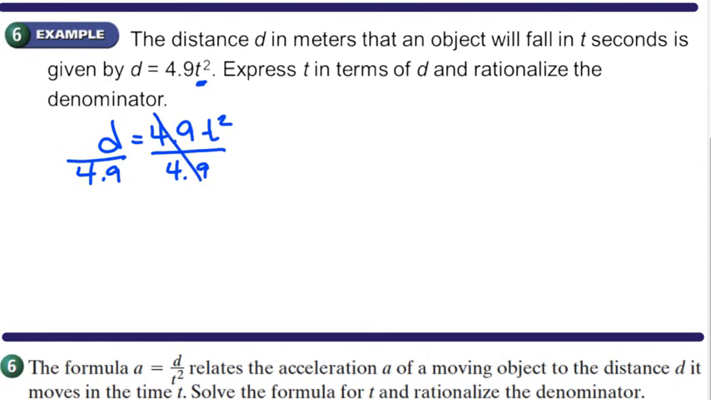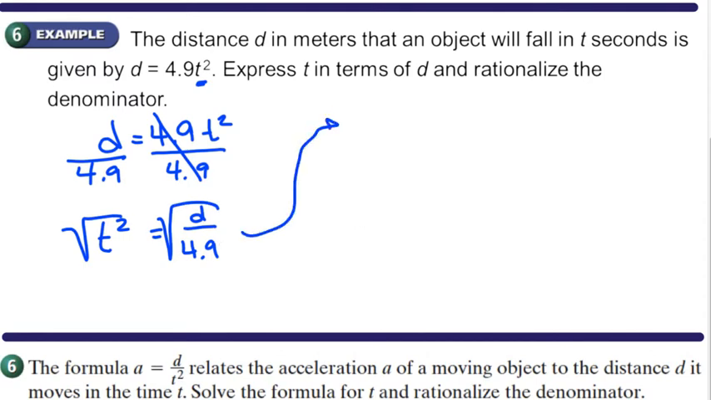Now that cancels out. And I'm going to rewrite this so that my variable is on the left. The one I'm solving it for, t squared, is d divided by 4.9. I take the square root of both sides, and I'm going to move this up here for more space. We have t equals, I'm just going to leave it like it is right now, d over 4.9.